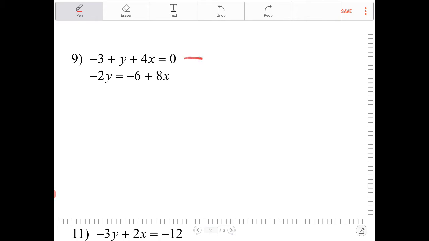So what I'm going to do is set this up. I'm going to arrange it so that it's 4x plus y is equal to positive 3, with the equation written as x first and then y equal to some number. And I'm going to do the same thing with the second equation. I'm going to bring the 8x over, so I'll have negative 8x minus 2y is equal to negative 6. All right, so at this point, I'm set up to solve this by elimination.